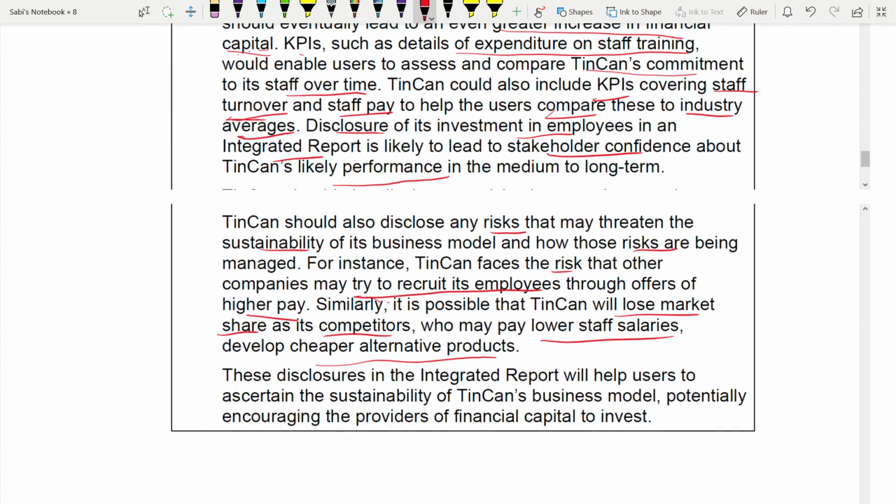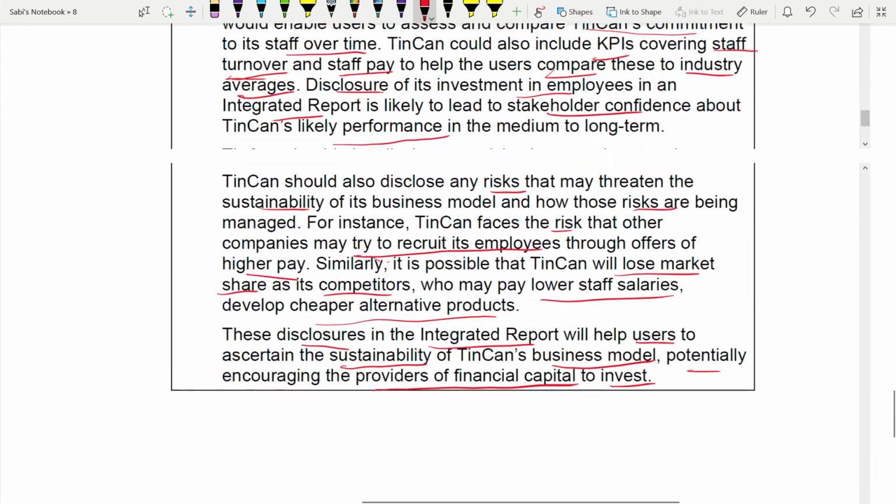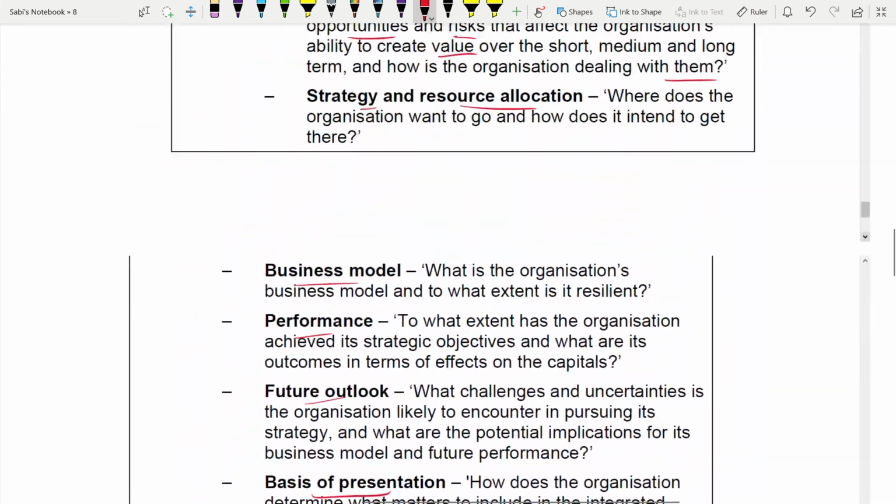So if this risk and this benefit are disclosed in the integrated report, it will help the user. Why? They can ascertain how sustainable Tin Can's business model is. This will also encourage the providers of financial capital to invest, or if they want to give a loan to this company or not. This will help them and be encouraging for them. Okay, so this is quite easy. From your common sense also you'll be able to write this type of answer.